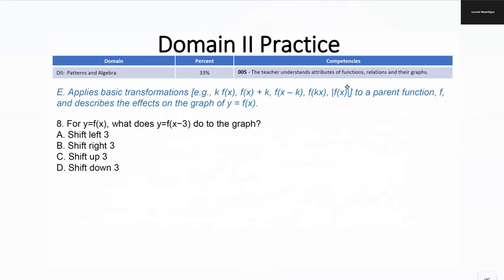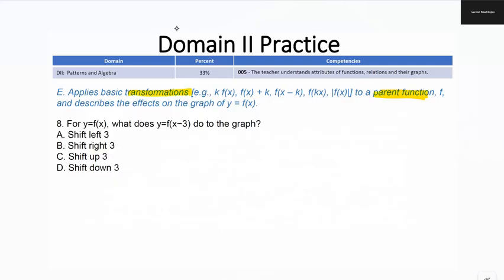Letter E, applies basic transformation. Okay, basic transformation of, let's say, k times f of x, f of x plus k, f of x minus k, f of k times x, or absolute value of f of x to a parent function of f and describe the effect on the graph. Okay, so parent function. Parent function is the original function. Okay, so here we go. Let's do number 8.